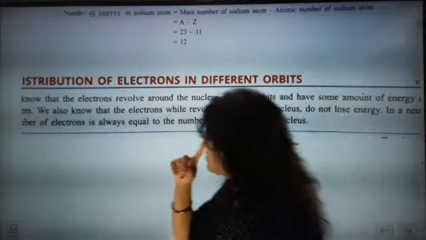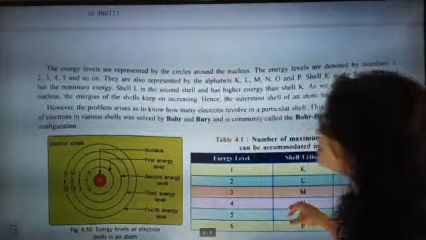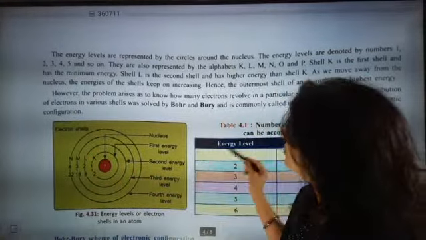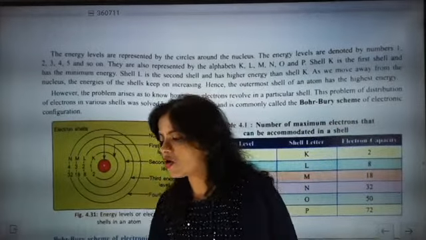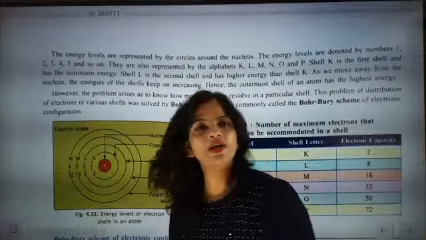So now we are going to go to our next point. When we were discussing atomic number and mass number, everything relates to the distribution of electrons in different orbits. Shall we start understanding energy levels? Energy levels are represented by circles. According to the Bohr model of the atom, the energy levels are explained with orbits.